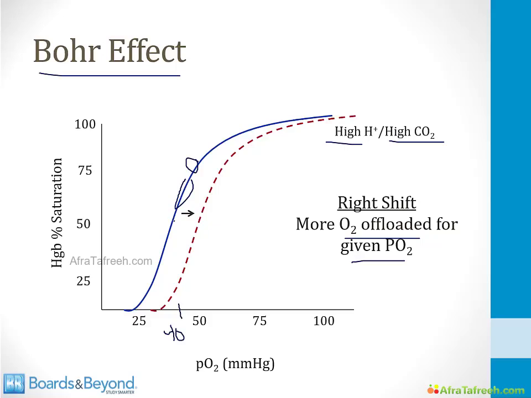But because of the Bohr effect, hemoglobin will shift to the red curve, and then at a PO2 of 40 in the tissues will be about 50% saturated. This means that hemoglobin has let go or offloaded more oxygen, and that's useful for cellular metabolism.